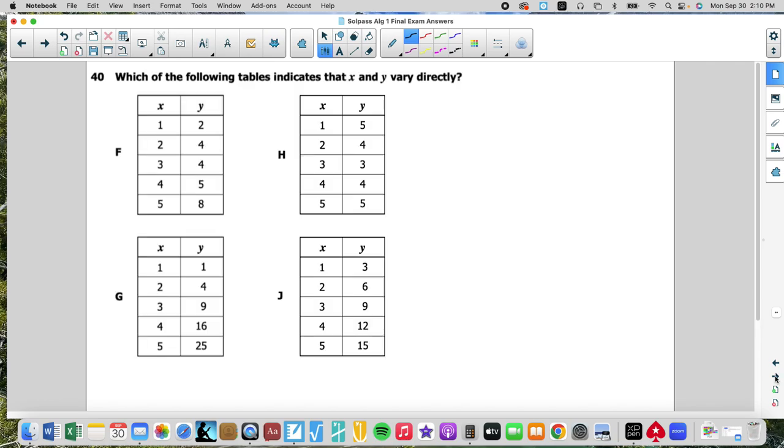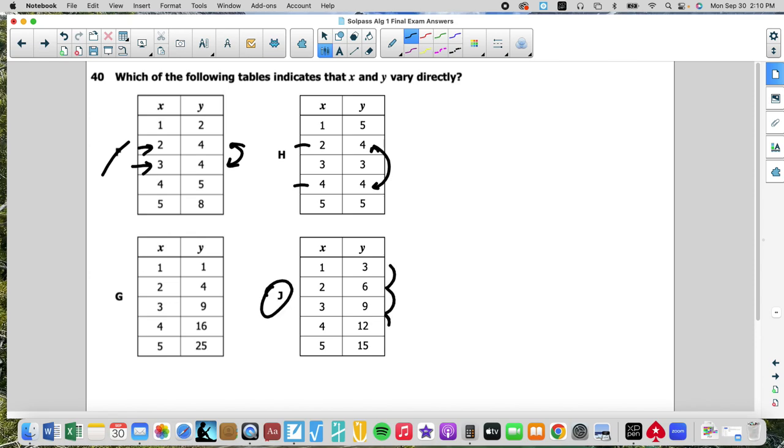Which of the following tables indicates that x and y vary directly? So we would find the constant for each of these. First of all, it's not going to be F because we see we get the same output for different inputs. That's weird. 1, 4, 9, 16, 25. Maybe that could be x squared, but that actually, no. These again, we plug in different x's and get the same y. I like J. I can already see it.